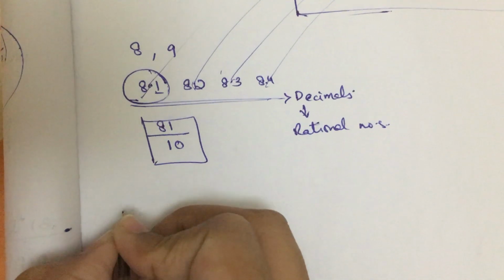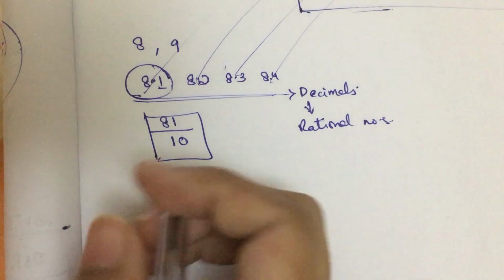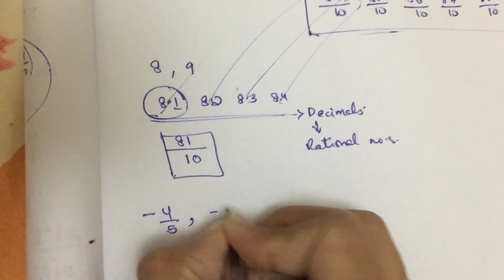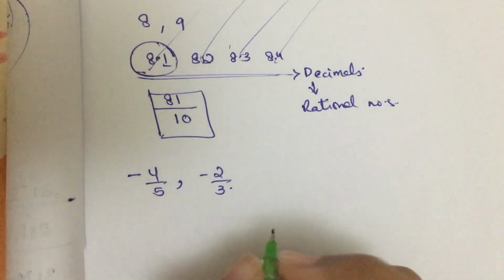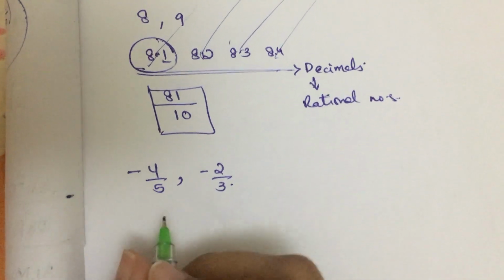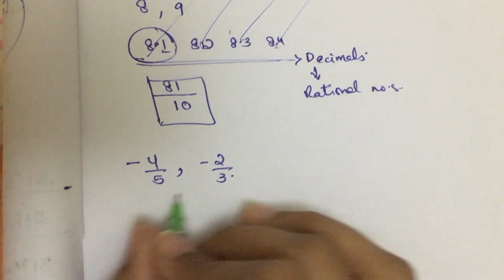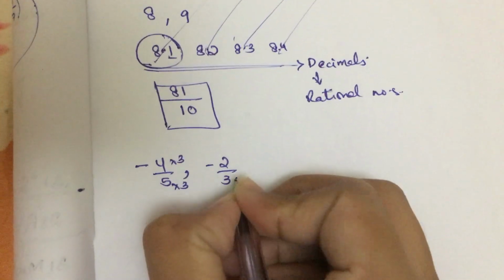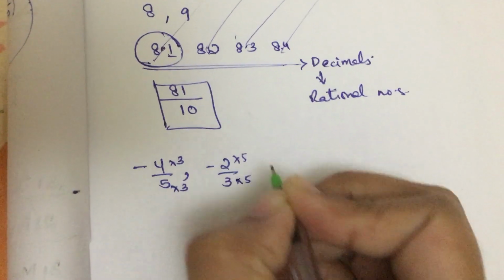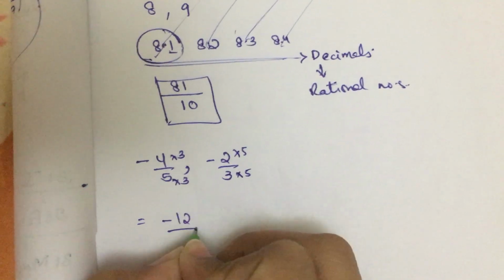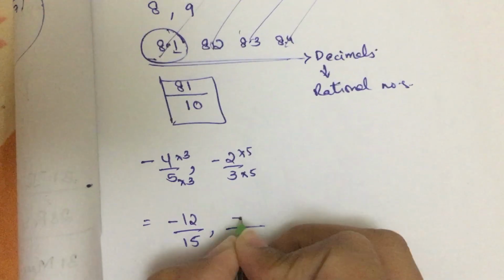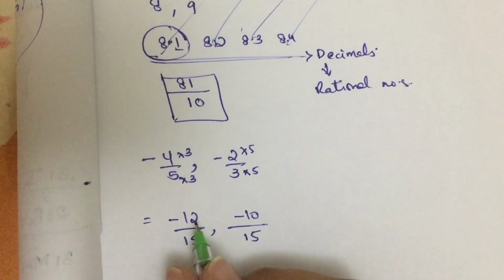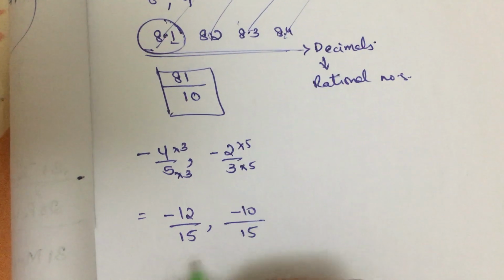Now going to the third type of question, wherein they have given me minus 4 by 5 comma minus 2 by 3, and they are asking me to write the rational numbers in between them. First of all, I need to make the denominator the same. When I'm making the denominator the same, I will multiply this with 3 and this with 3, this with 5 and this with 5. What does it become? Minus 12 upon 15 comma minus 10 upon 15 is what it becomes. How many numbers are there? Minus 12 to minus 10.